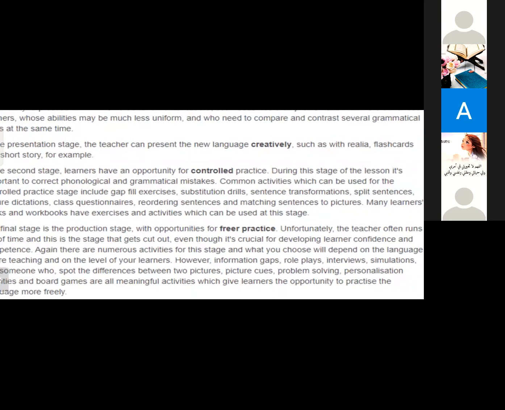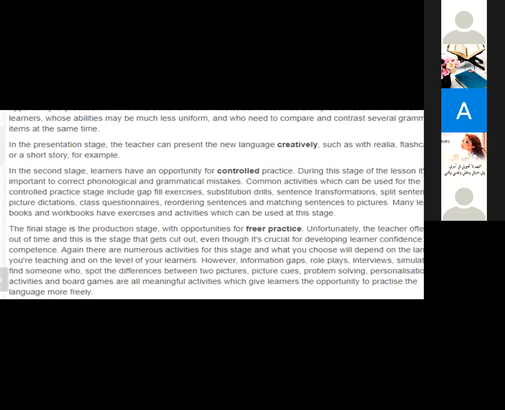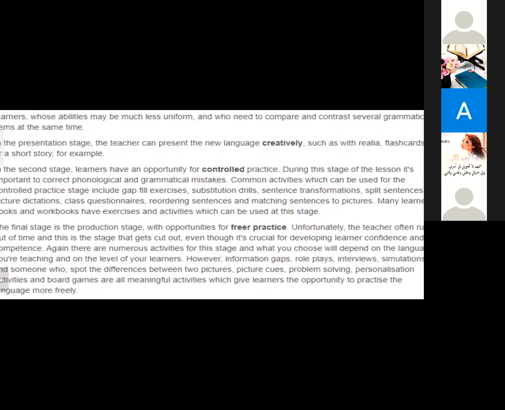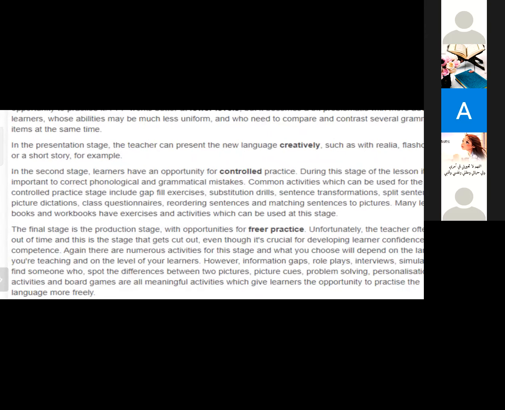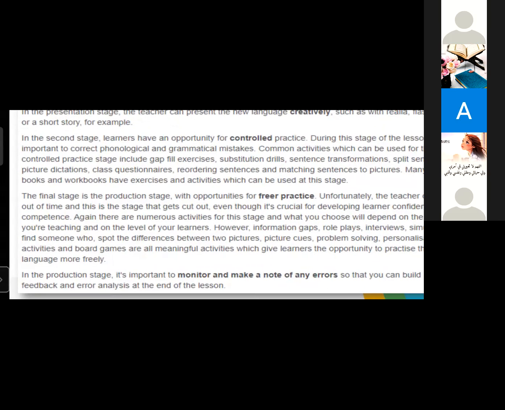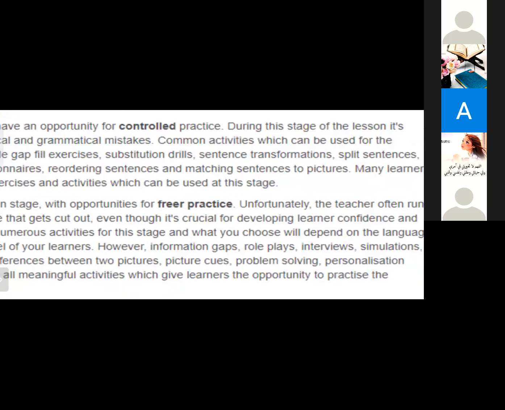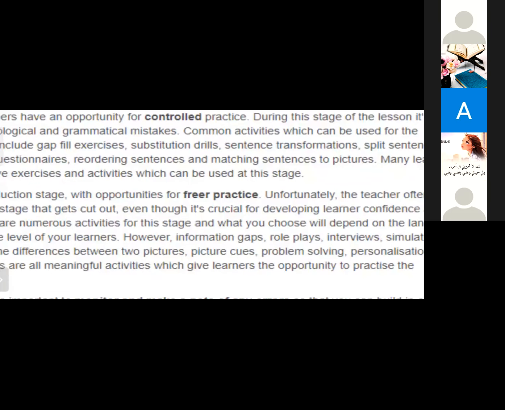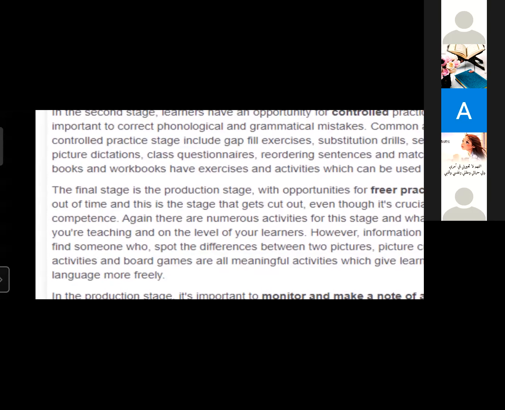Common activities which can be used for the controlled practice stage include gap-filled exercises, substitution drills, sentence transformation, split sentences, picture dictations, class questionnaires, recording, and so on. The final stage is the production stage, the opportunities for freer practice. Unfortunately, the teacher often runs out of time, and this is the stage that gets cut out.